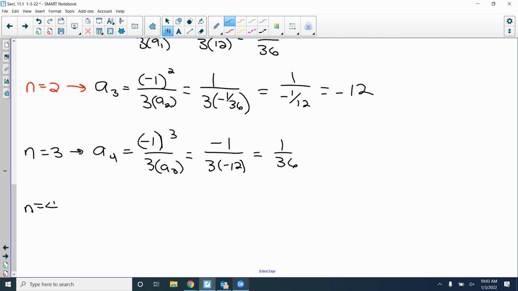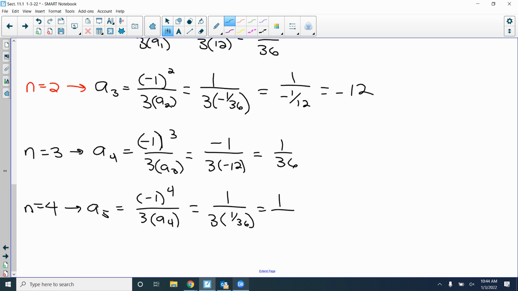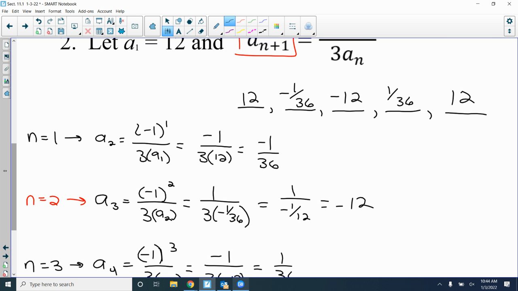N equals 4. That gives me the fifth term, which means you've got negative 1 to the fourth power over 3 times the fourth term. The fourth term was 1/36. Negative 1 to the fourth is a positive 1. 3 times 1/36 is 1/12, and 1 over 1/12 reduces to 12. Now, what would happen if you kept going? It would keep repeating: 12, negative 1/36, negative 12, 1/36, 12.